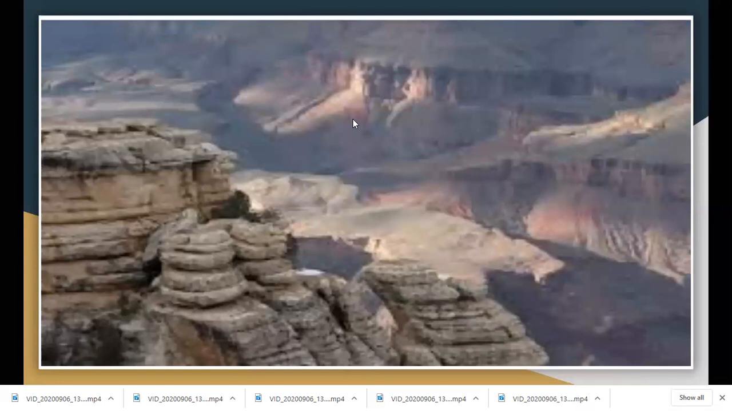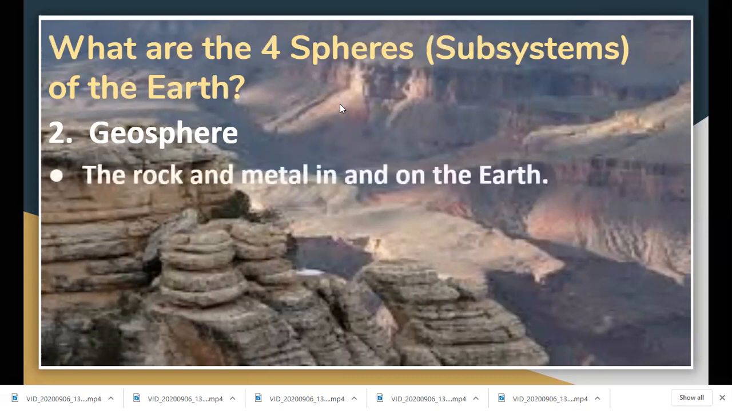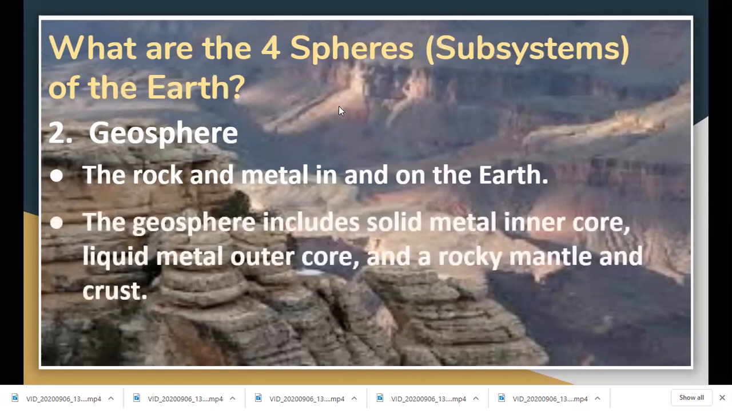This is the second sphere. What is that a picture of? That is the geosphere. And the word geo makes you think of geology, and you think geology is the study of rocks. Well, the geosphere is one of the systems involving the rocks of the earth. It involves not only the rocks, but also the metal that is in and on the earth. The geosphere includes solid metal inner core, the liquid metal outer core, and a rocky mantle and crust.